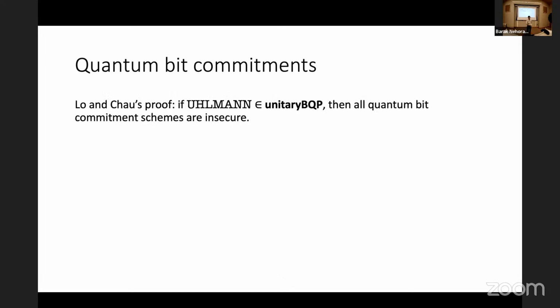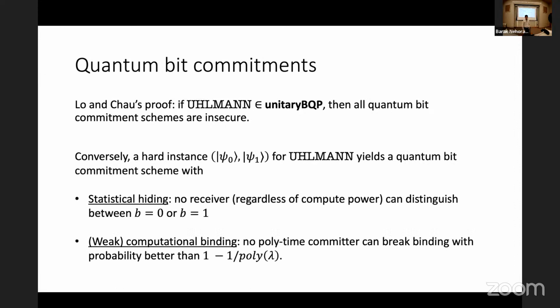So, just to say it succinctly, if the Uhlmann transformation problem is in unitary BQP, right? You solve it in polynomial time, then all quantum bit commitments are insecure. So you need some sort of computational assumption. And it's not too hard to see that you can actually just run their proof in the reverse direction.